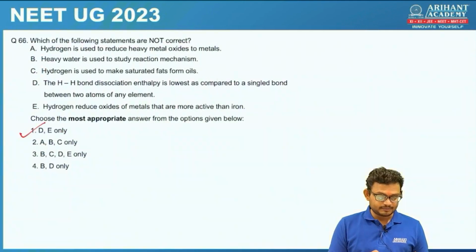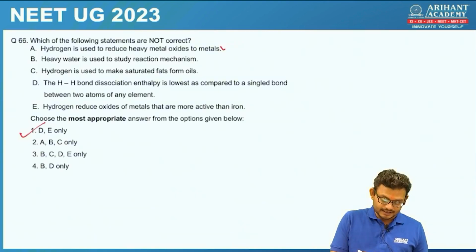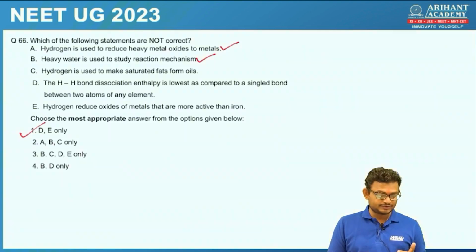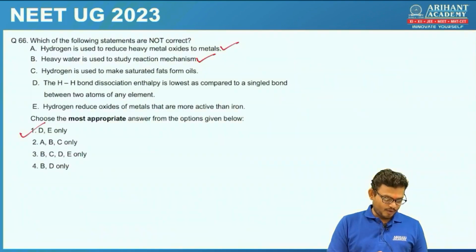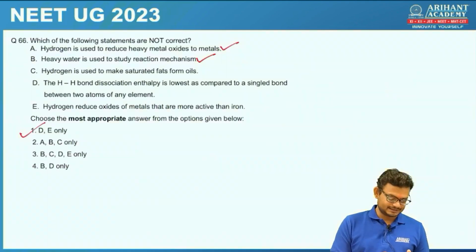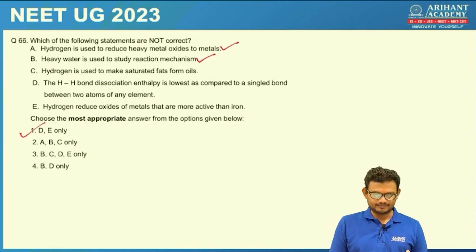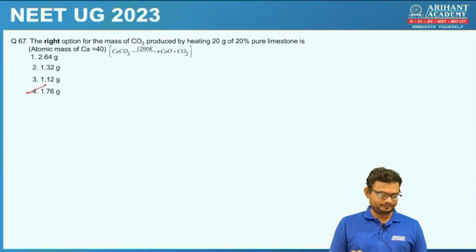Which of the following statements are not correct? Now, hydrogen is used to reduce heavy metal oxides to metals. Definitely this is a correct statement. Heavy water is used to study reaction mechanisms. This is also a correct statement. Now the moment we read these two statements and have a look at the options given, options 2, 3 and 4 are eliminated directly. So the only option we are left with is option 1. Let's take the next one.